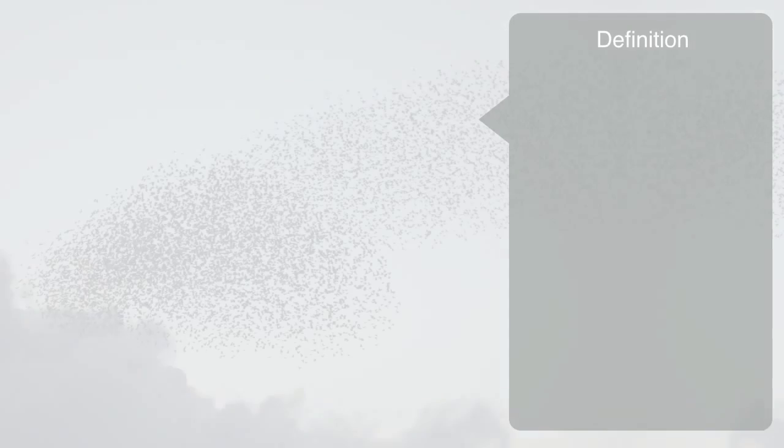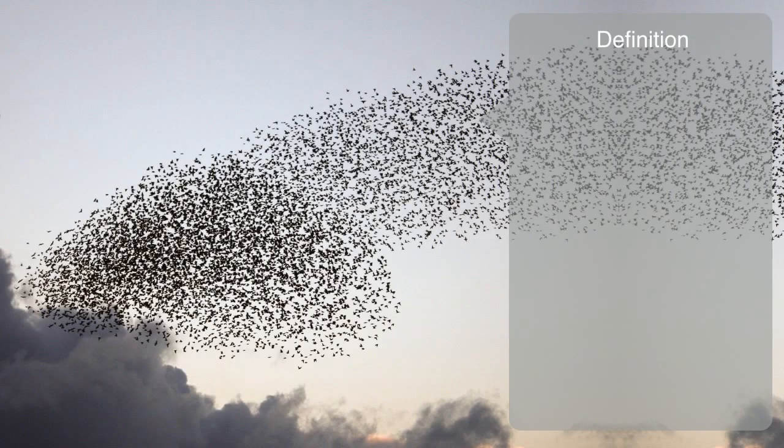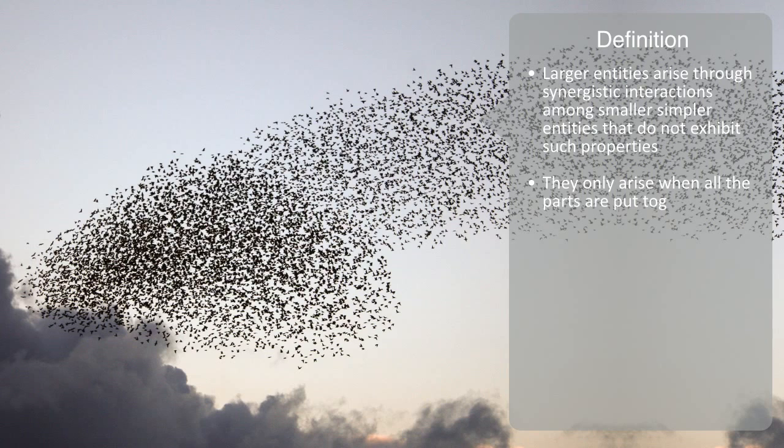Emergence is a process whereby larger entities or patterns of organization arise through synergistic interactions among smaller or simpler entities that themselves do not exhibit such properties, and thus emergent properties are those that belong to the whole system. They only arise when all the parts are put together in a particular manner.